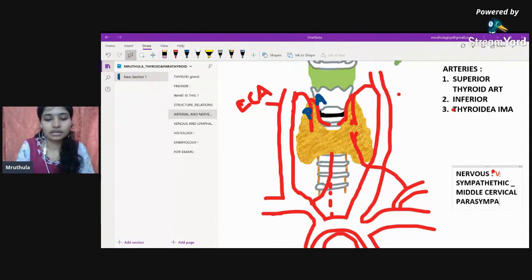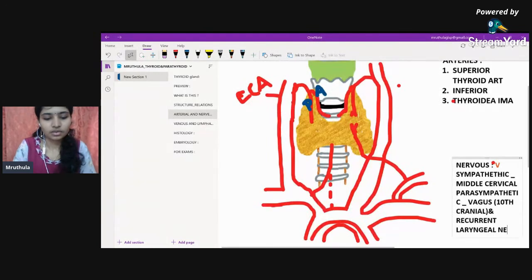Which one is supplying the parasympathetic? There are two nerves. One is the vagus nerve. Remember, vagus is the 10th cranial nerve. Just know it. And the other one is the recurrent laryngeal nerve. Here, of all, the recurrent laryngeal nerve is the most important nerve clinically.